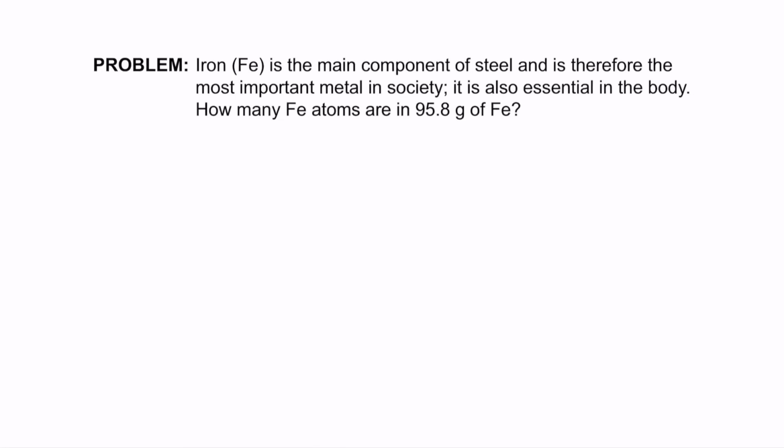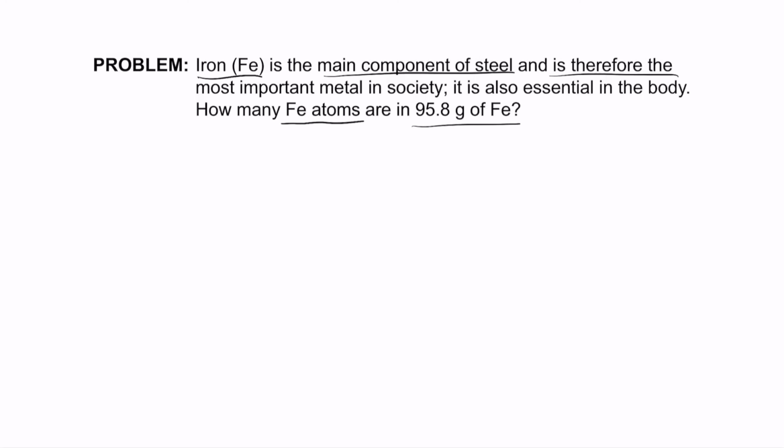So let's try another problem. Here you have iron, which is the main component of steel, and is therefore the most essential metal in society. It's also essential for the body. So they're asking you how many iron atoms are in 95.8 grams of iron. Now pause the video right here and try to solve this problem.